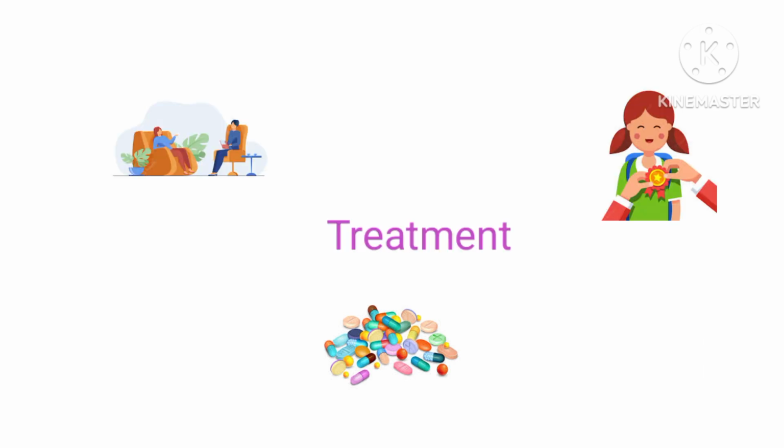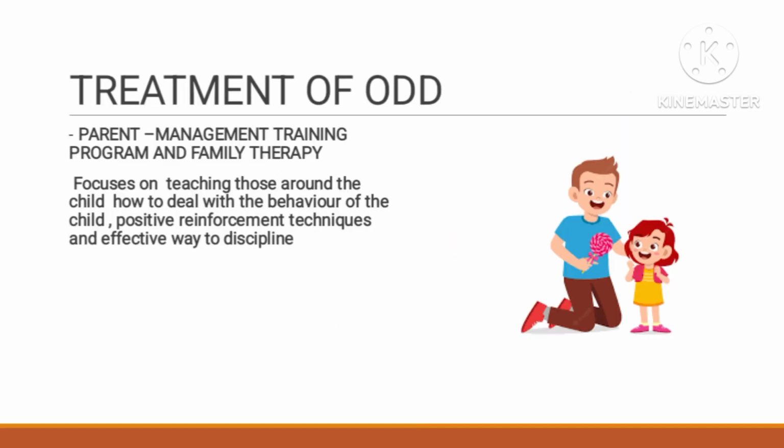Treatment of ODD consists of a combination of many things. Firstly, we are going to look at the parent management training program and family therapy, whereby they teach the parents and the family members how to deal with the behavior of the child, and teach techniques on positive reinforcement and a way to discipline the child effectively.